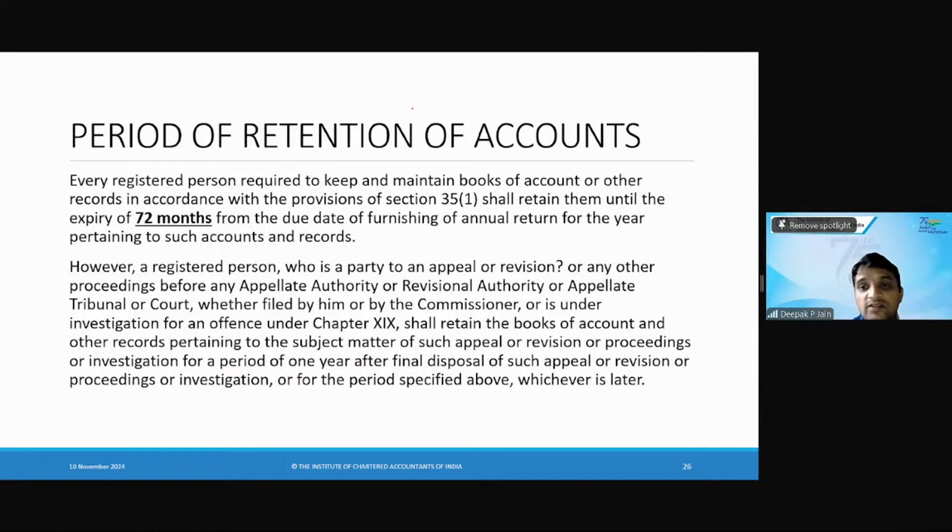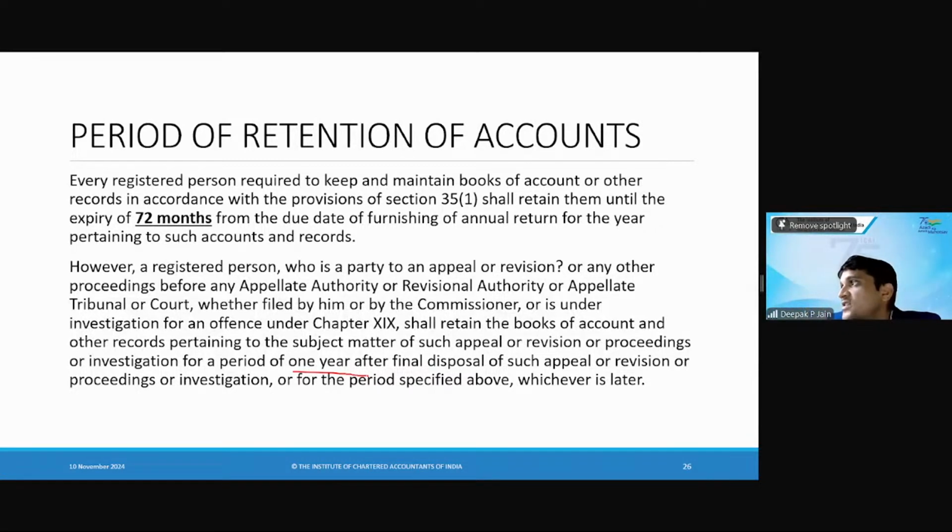Now, that is in case of a normal scenario, but where a registered person is party to an appeal or revision, जो एक अपील या रिवीजन फाइल किया है या फिर कुछ और प्रोसीडिंग है अपेलेट अथॉरिटी या रिविजनल अथॉरिटी के केस में, whether filed by him or by the commissioner, जैसे उसने अपील फाइल किया है या फिर डिपार्टमेंट ने अपील फाइल किया है, then he shall retain the books of accounts and other records pertaining to the subject matter of such appeal for a period of 1 year, not just simple 1 year, 1 year after final disposal of this appeal. जैसे अपील के लिए 10 साल हो गए, तो अपील चलेगा तब तक आपको रिकॉर्ड्स मेंटेन करना पड़ेगा.